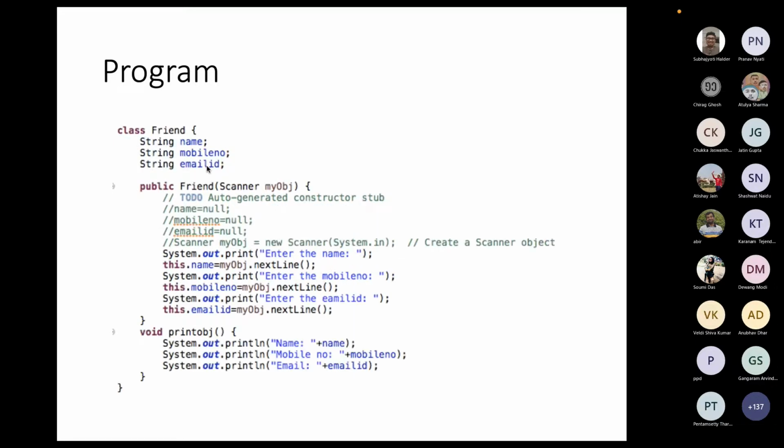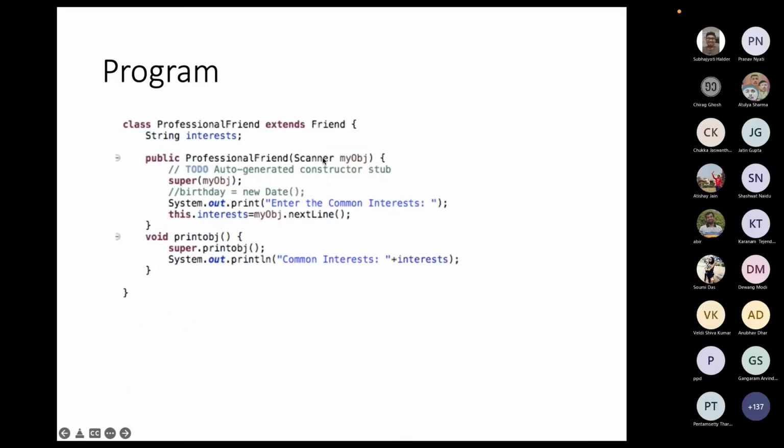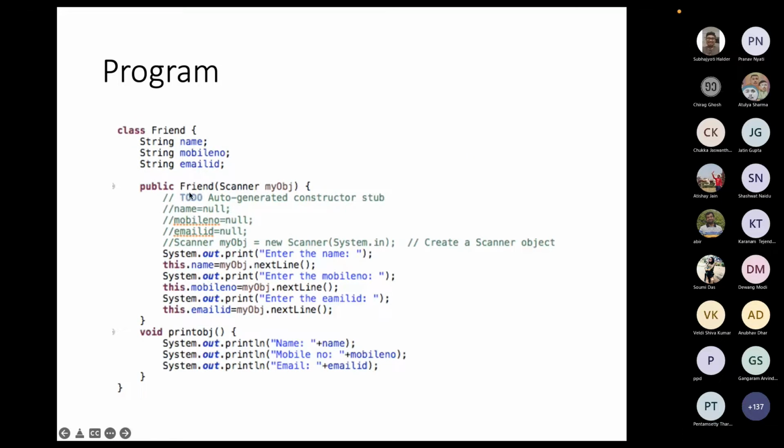Now, I also have certain methods here. For example, I have a constructor which takes in a scanner object, and basically it populates the name, mobile number, and email ID using this scanner object.